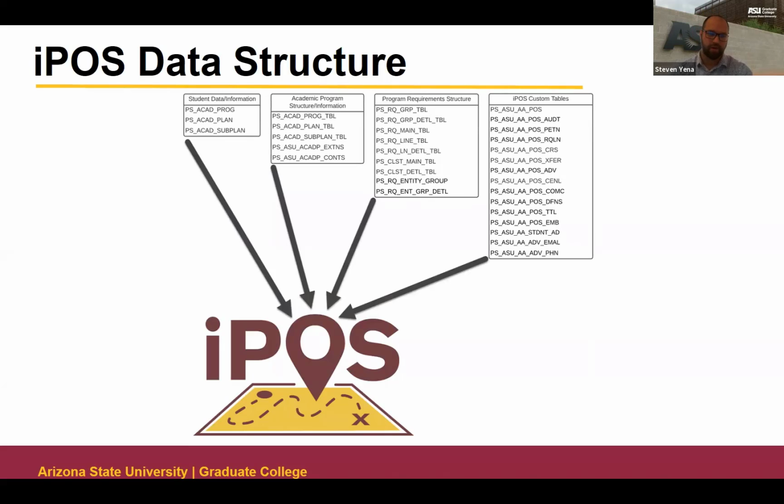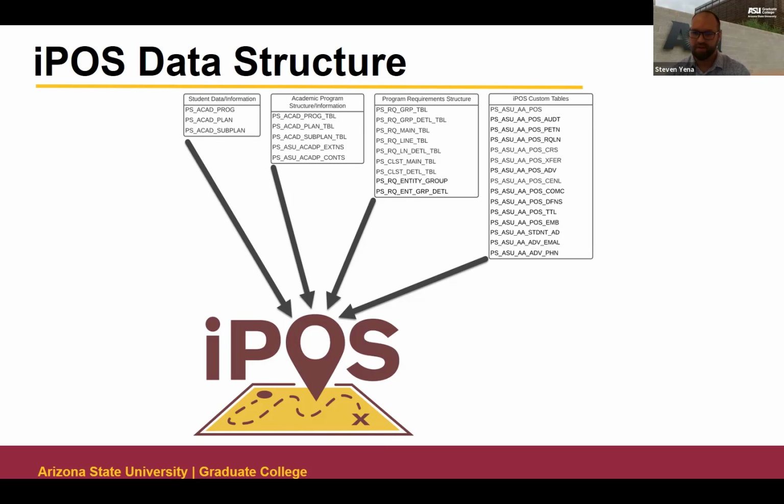So, iPOS data structure. The iPOS pulls from a lot of different delivered PeopleSoft tables as well as custom ones that we've built. So things like the PS ACAD Prog, ACAD Plan subtable to get that student data information. We also pull from the delivered program plan, subplan, and plan extensions data to get program and plan information. And then we have a series of different program requirement structure tables that PeopleSoft delivers. That really is how we build out the iPOS requirements. And I'll walk through that a little bit here in a bit.